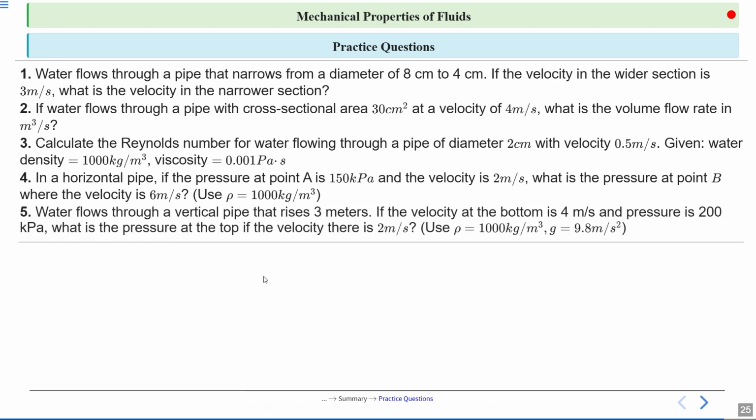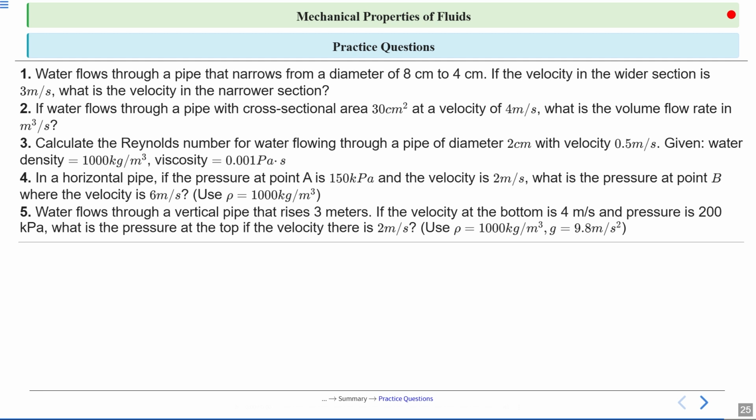Water flows through a vertical pipe that rises 3 meters. If the velocity at the bottom is 4 meter per second and pressure is 200 kilopascal, what is the pressure at the top if the velocity there is 2 meter per second? Use rho equal to 1000 kilogram per meter cube and g is equal to 9.8 meter per second square.